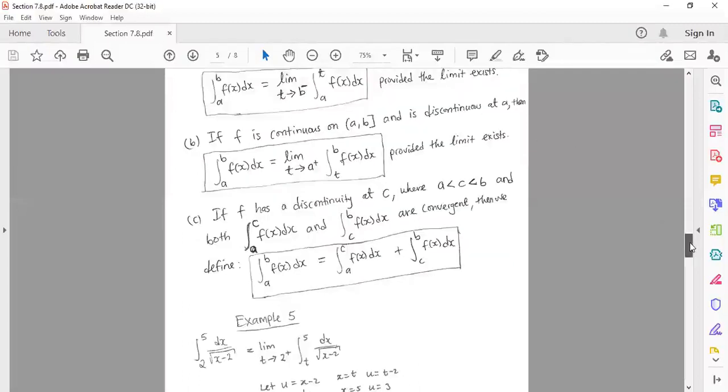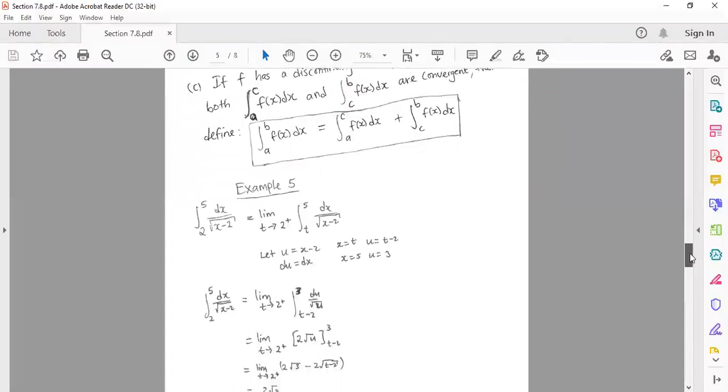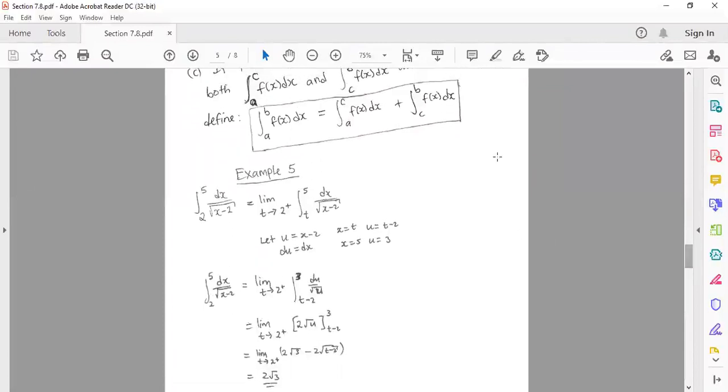All right, so let's look at example 5. Now in example 5, if you notice it, you can easily spot the discontinuity. So you can see there's a 2 and a 5, they're numbers. You don't see infinity appearing. Then look at it closely. If I put 2 in this root here, I end up with 1 divided by 0, which is undefined. It means it's a discontinuity at the lower bound. So that's how you test.